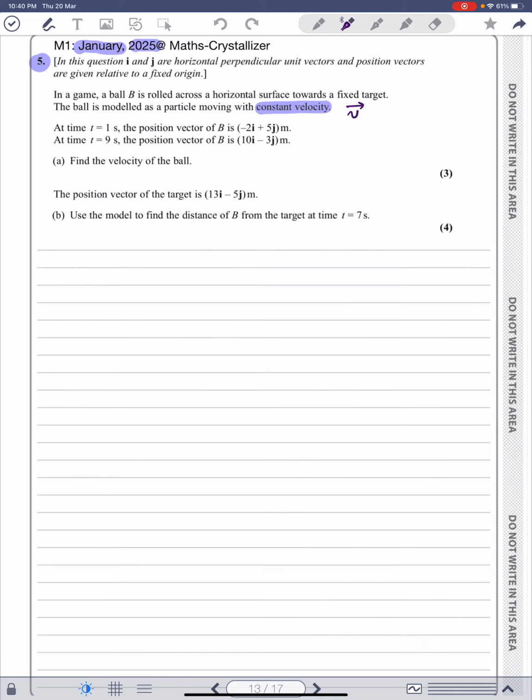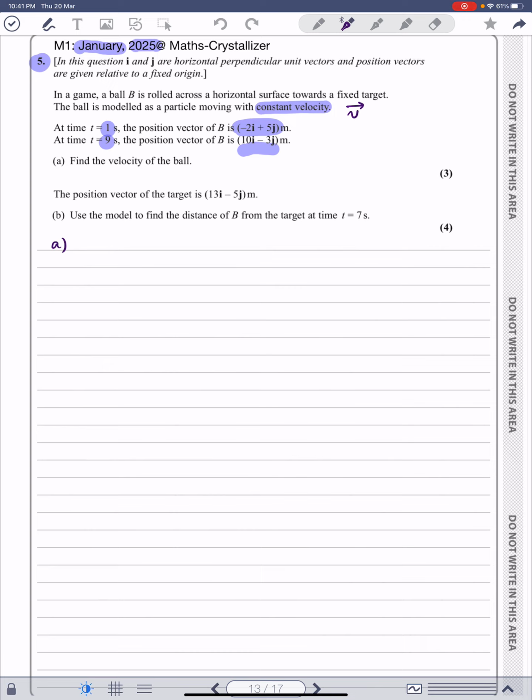Denote vectors clearly. At time t equals 1 second, the position vector, the initial displacement, is given by negative 2i plus 5j meters. At time 9 seconds, the position vector of B is 10i minus 3j meters. Find the velocity of the ball. This is the easy part, but here we have to pay attention to the initial time and final time. It's not commonly coming, but usually we start from time 0.